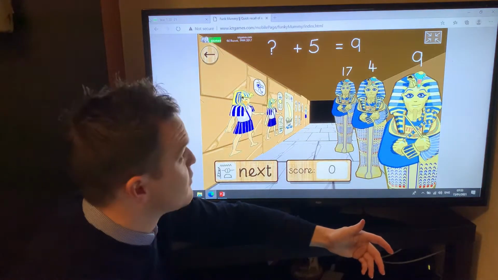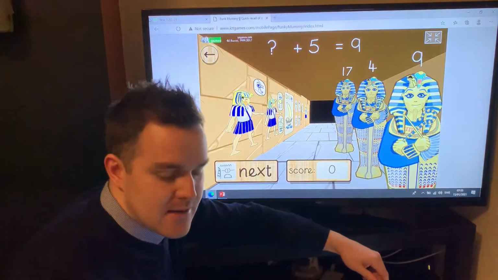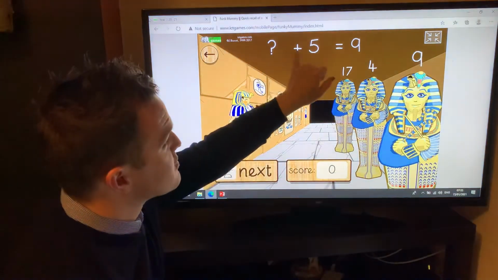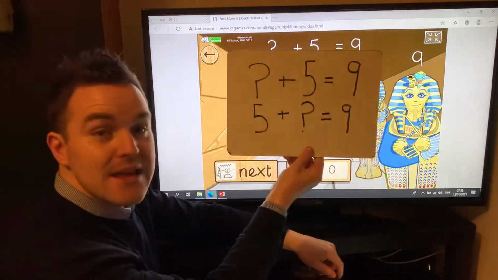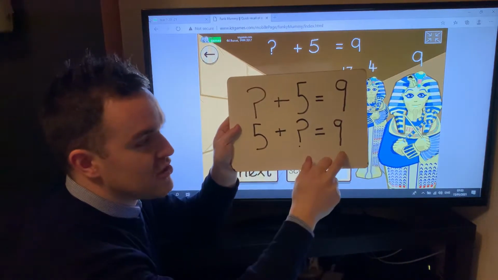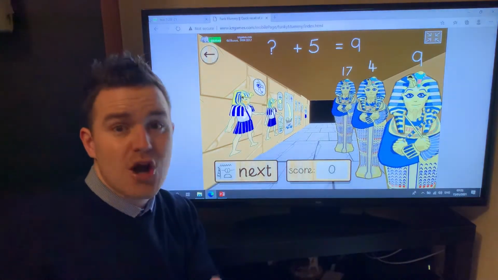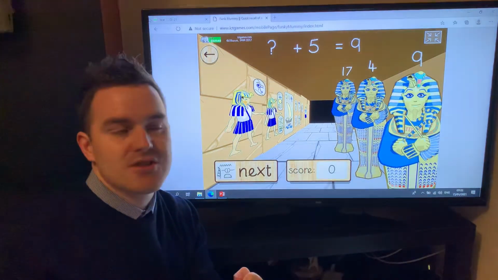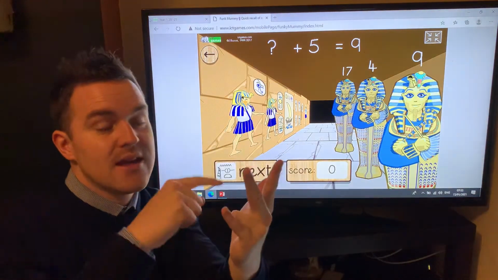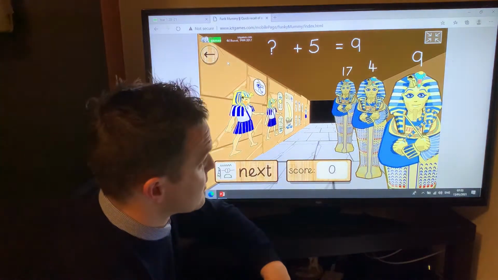So I've got 5, and I want to find out how many more I have to add on to get to 9. Remember, it doesn't really matter what order these are written in. This might have said 5 add something equals 9. It means the exact same thing. As long as you have one number on this side, you can get to this answer. So I've got 5. I'm going to put that 5 in my head and count up to see how many more it takes to get to 9. So 5, 6, 7, 8, 9. It took me 1, 2, 3, 4. It took me 4 more to get there.